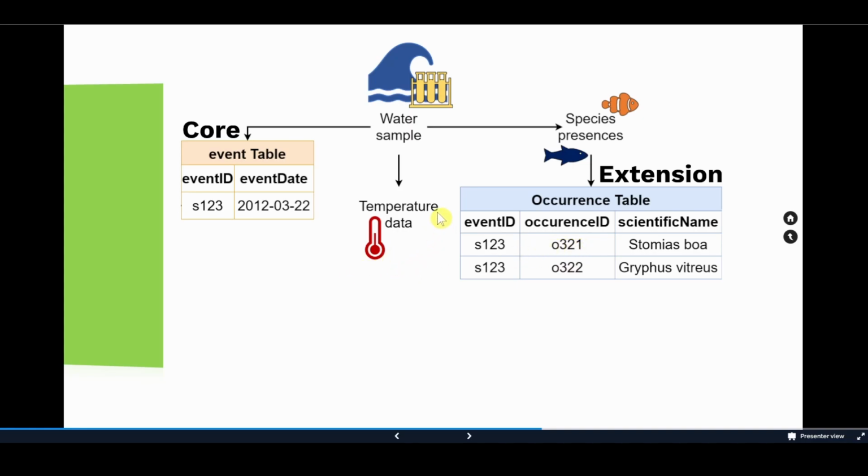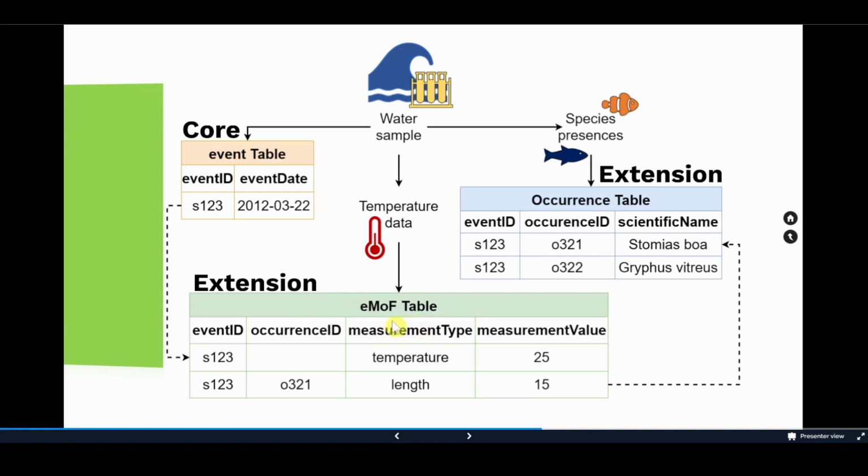Great, so now we have to figure out where we put our temperature data and the measurements, for example, we took on these species. So where are we going to put that? In the EMOF, the extended measurement or fact extension table. So on this first line here, we can see our event ID points back to the sampling event. We don't need an occurrence ID because this measurement is not associated with an occurrence, just the event. So our measurement type is temperature. Our measurement value in this example is 25. And of course, we would need to include measurement unit and then the associated IDs.